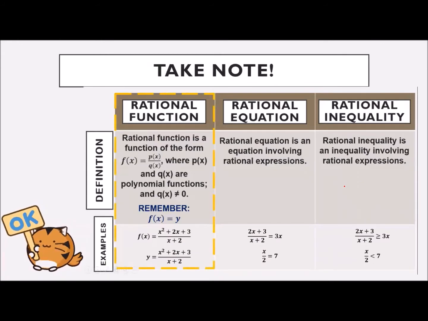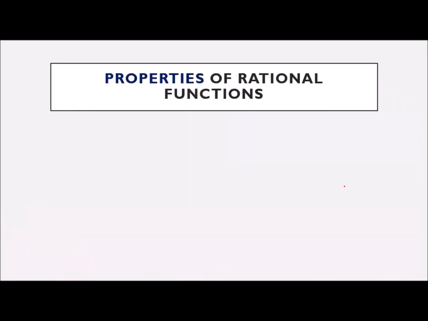Before we proceed to the graphs and other properties, let us recall the definition of the rational function. It is a function of the form f of x is equal to p of x over q of x, wherein the denominator q of x should not be equal to 0, because if it becomes 0, it becomes undefined. That is what we avoid, q of x being equal to 0. Okay, let's proceed now to the properties.